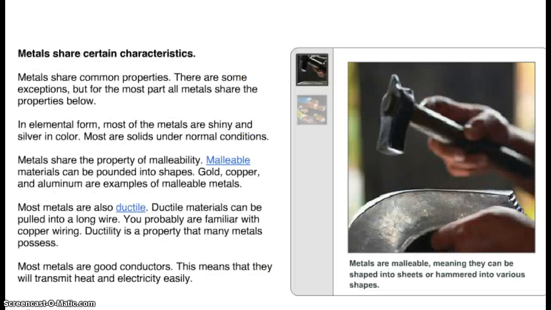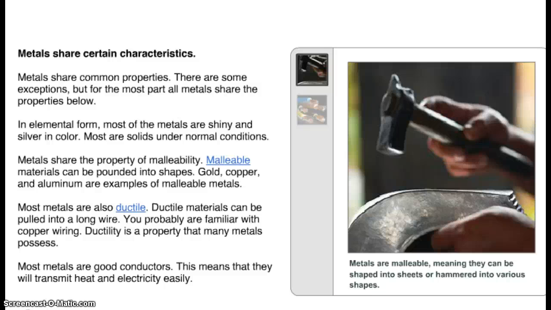Metals share certain characteristics. Metals share common properties. There are some exceptions, but for the most part, all metals share the properties below. In elemental form, so in other words, if you have the pure metal, most of the metals are shiny and silver in color. Most are solids under normal conditions.